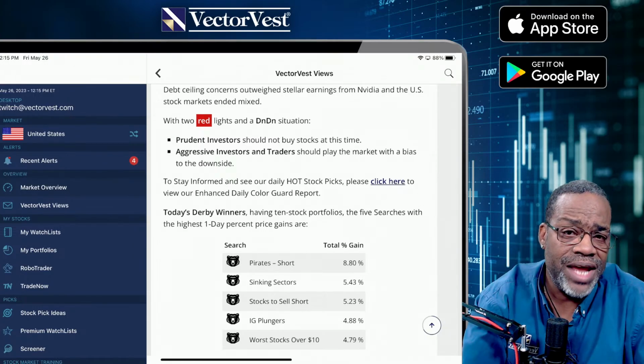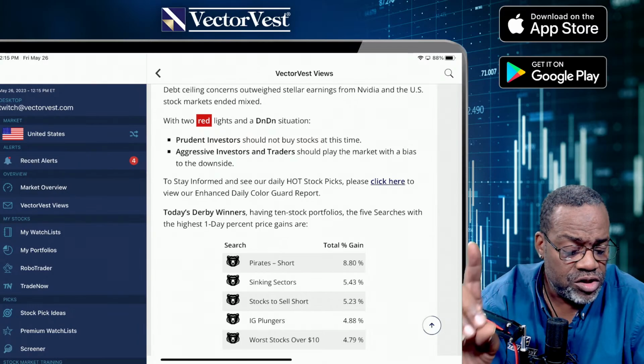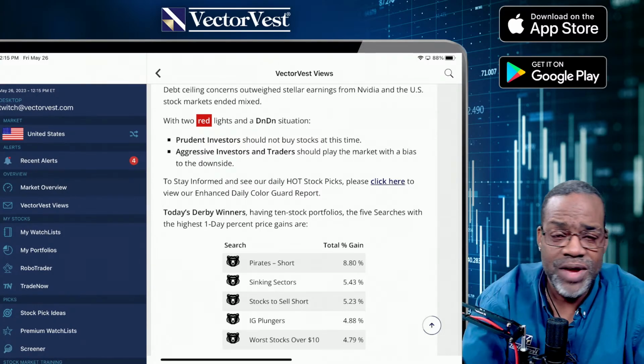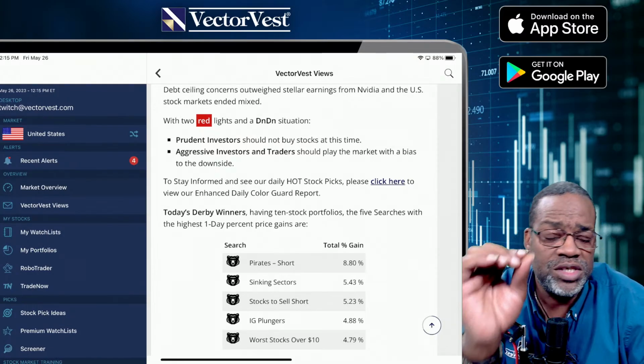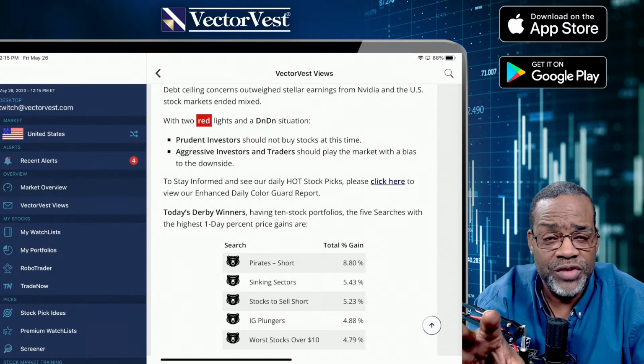And what did the market do today? It was up. But play the market. Look at that, it says, should play the market with a bias to the downside. The market turned around today and went up. And this is why I would step my toe in the water. I would pick some stocks that I would use for the day.